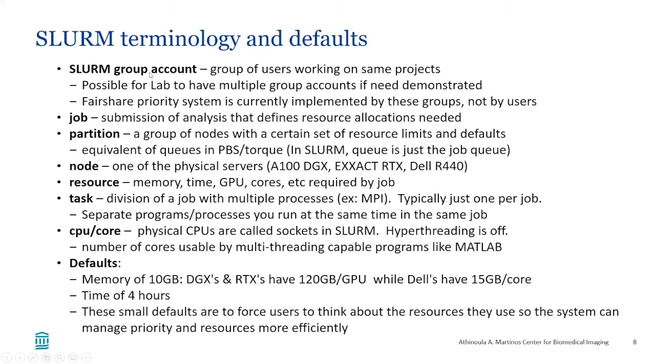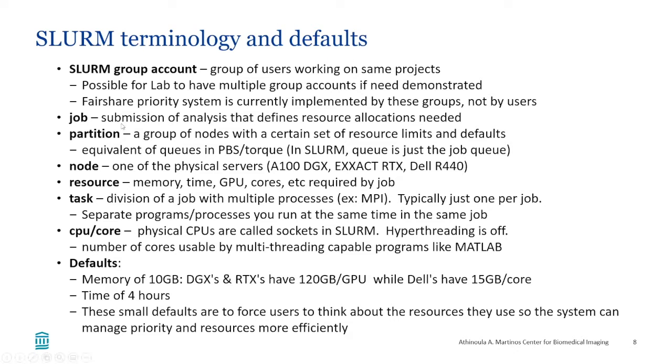But first of all, let's talk a little bit about Slurm terminology, because it's different than with PBS Torque. I've already mentioned the Slurm group account, which is just a group of users working on the same projects. Basically, a lab, but a lab could have multiple group accounts if they're really large and it's demonstrated. It's also what the fair share priority system, which we'll talk about later, is really based on. It's based on these group accounts and not individual users.